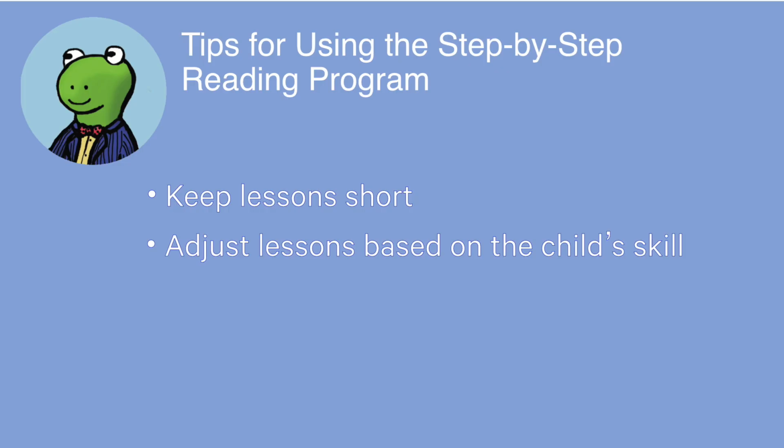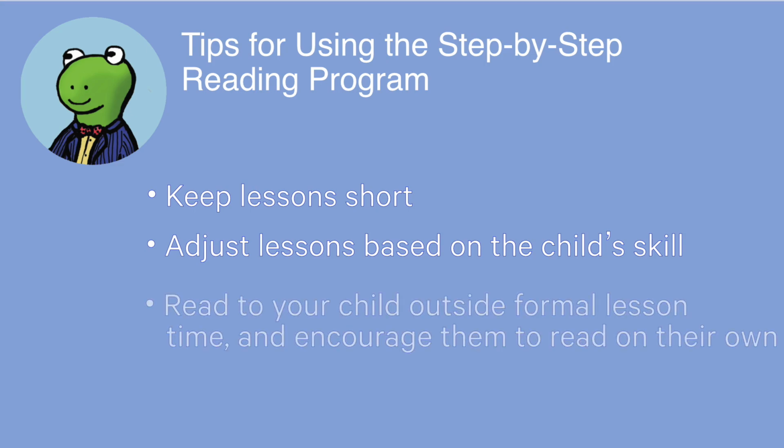If, on the other hand, they find the whiteboard exercise very easy, you may ask them to think of other words, including nonsense words, that they could spell using the tiles on hand. Third, outside of formal lesson time, you should read aloud to the child. Let them choose the books that you read and help them find books that interest them. Listening to books read aloud helps develop comprehension skills as well as a lifelong love of reading.